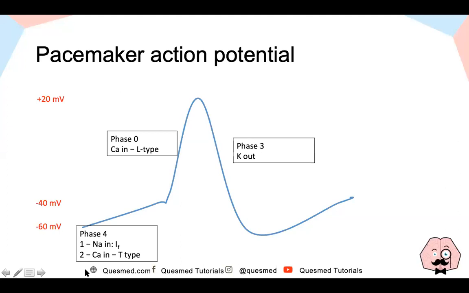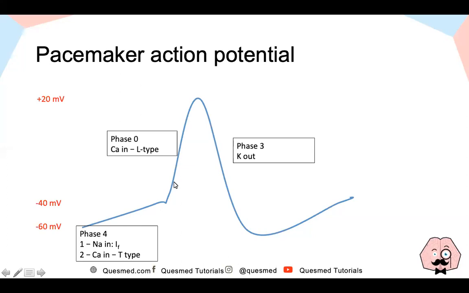After we get to minus 50 millivolts, the T-type or transient type calcium channels start to open. And so we have flow of ions via both of those channels, and that's up to about minus 40 millivolts. And that's when we reach threshold. That's when our L-type calcium channels open and we get a sharp increase in membrane potential up to plus 20 millivolts. At that point, these channels close and we have our slower potassium channels opening, and they return our pacemaker cell membrane back to resting membrane potential, which is minus 60 millivolts.